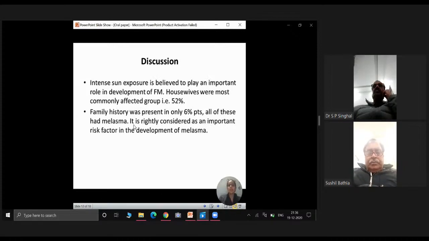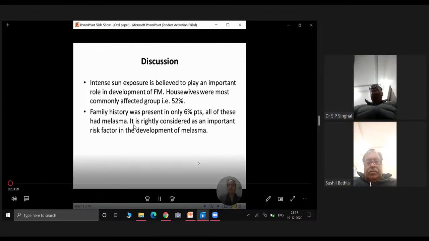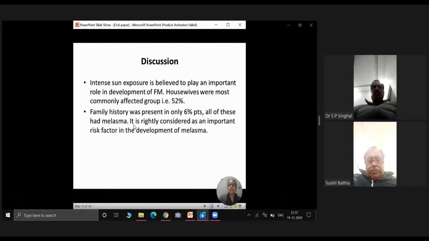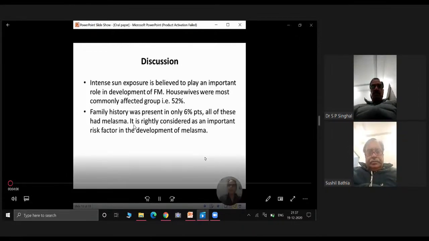Intense sun exposure is believed to play an important role in development of facial hyperpigmentation. Housewives who are involved in both indoor and outdoor work were most commonly affected group. Family history was present in only 6% of the patients. All of these had melasma. Hence, it is rightly considered as an important risk factor in the development of melasma.